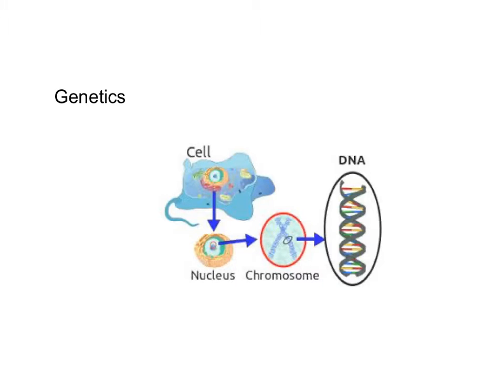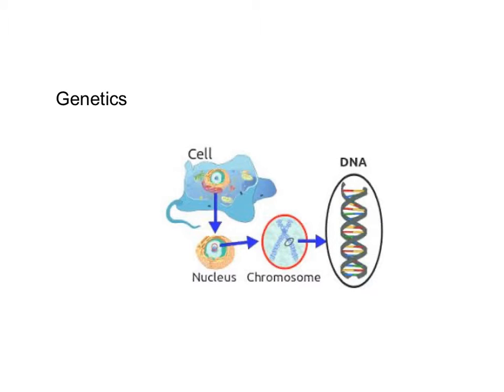Okay, starting with genetics. Behavior genetics is the study of genetics on behavior. So how does our heredity influence the way that we act and the way that we behave? The first thing that they do is what we call genetic mapping.